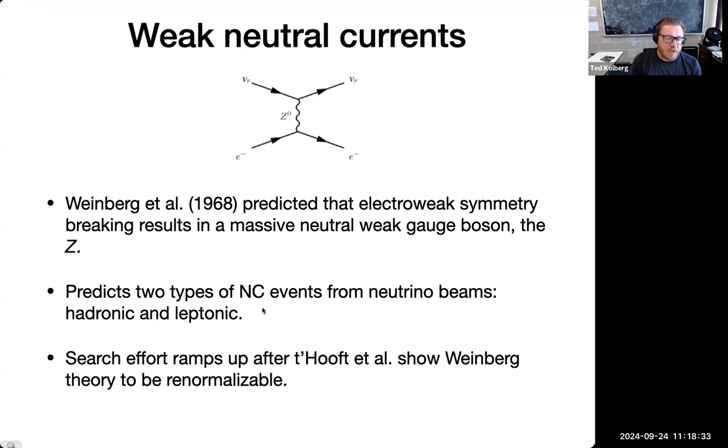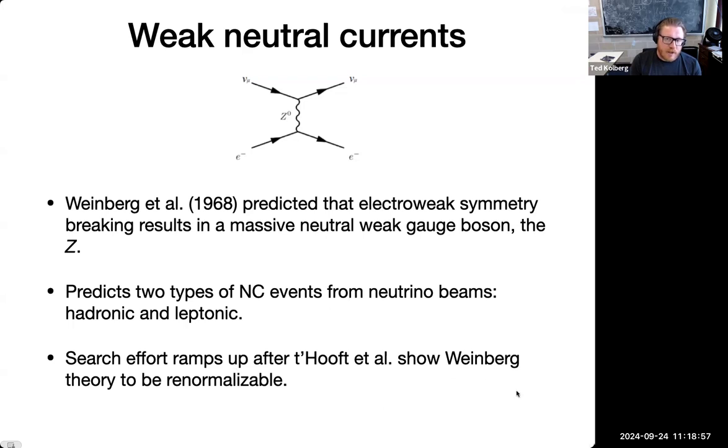There should be two types of neutral current events from a neutrino beam onto a hadronic target. One like we see here, which would be the leptonic case, and then another which would involve exchanging a Z with some quark inside of the proton, and then you can have a shower of hadrons coming out.